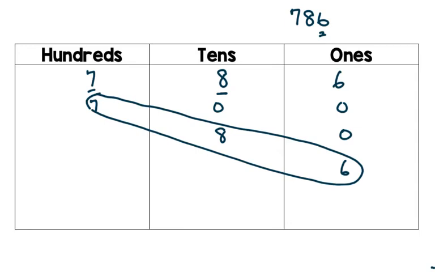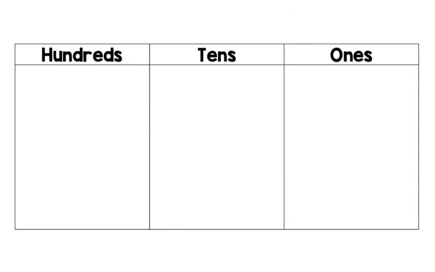Okay, so now we're going to move on to the next chart, and we're going to do another number. Let's do 146. So I wrote the digits in the appropriate column. So now what I'm going to do is start over on the left side with the value of the hundreds. There is 100. So I'm going to write 100.